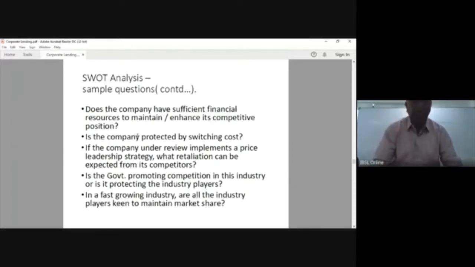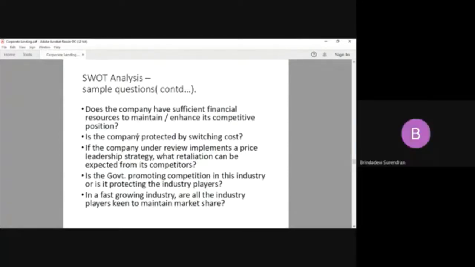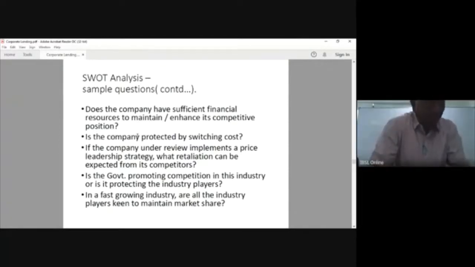What do you think? If the answer is yes, they are protected by switching cost, whether it is a strength or weakness or opportunity or threat. Anyone? Is the company protected by switching cost? It's a strength. Very good. If the answer is yes, customers won't switch from this product to another product. It is a strength, already existing.